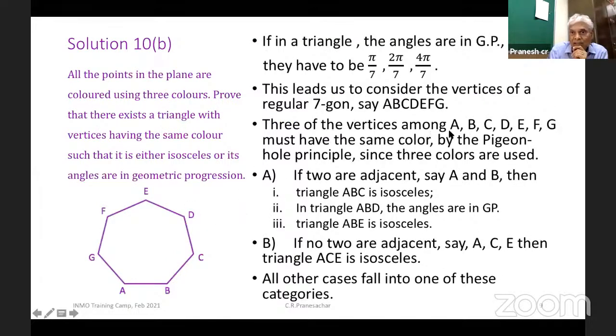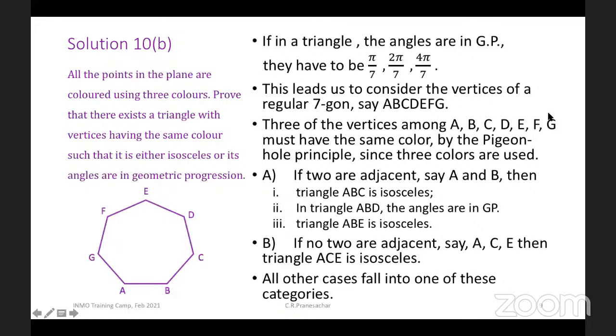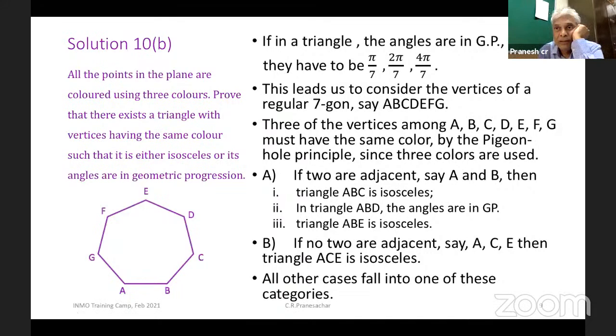See, 3 of the vertices among A, B, C, D, E, F, G. These vertices will have different colors, possibly. But 3 of them must have the same color. That's the pigeonhole principle. Okay, sir.